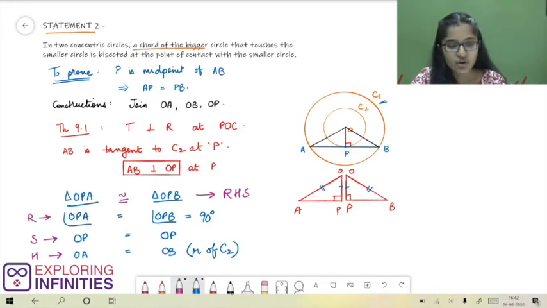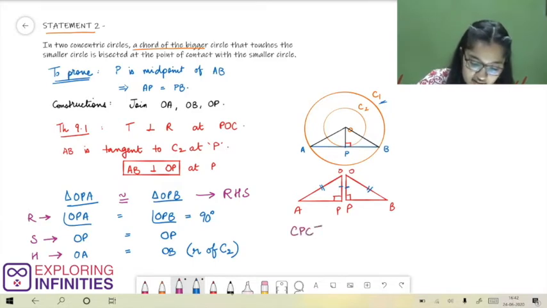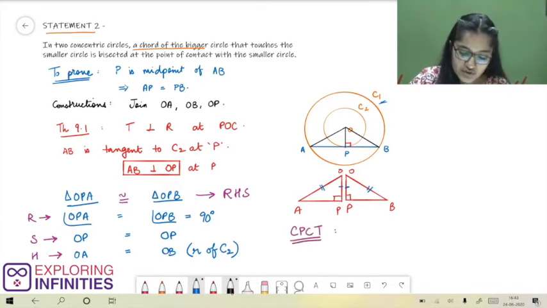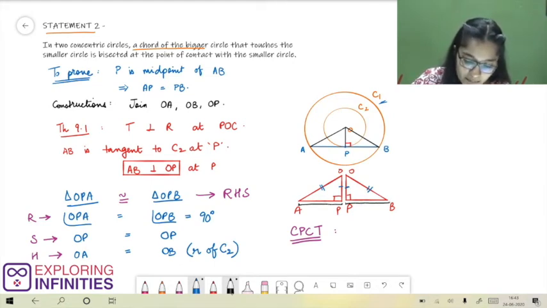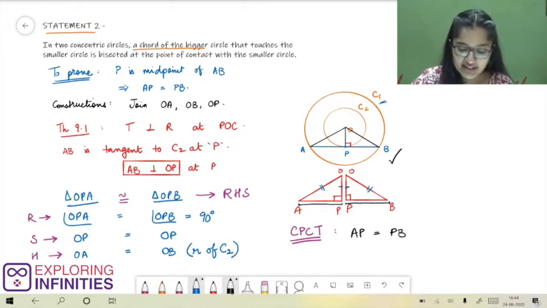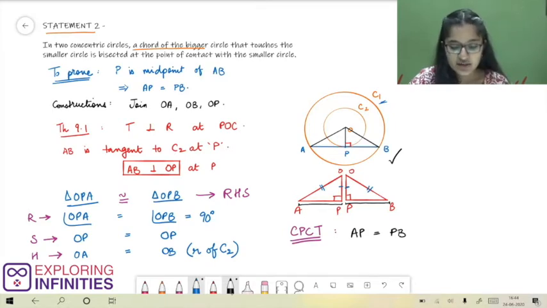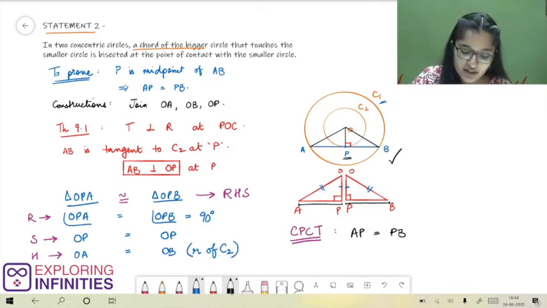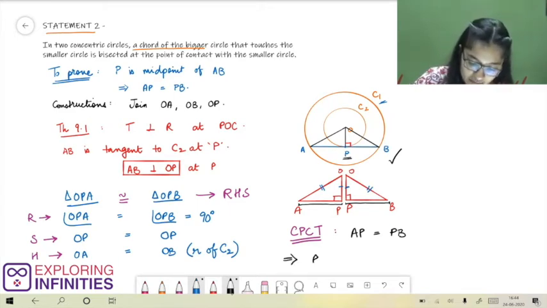Now we know that in congruent triangles, corresponding parts are equal. This is what we call CPCT in short. So by CPCT, we can say that side AP is equal to side PB. In this figure, we can notice that line segments AP and PB lie on the chord AB. Since AP is equal to PB, we can say that point P is the midpoint of chord AB. So we can conclude that P is the midpoint of AB.